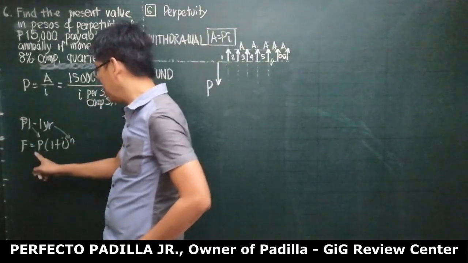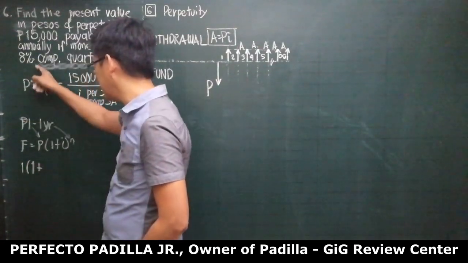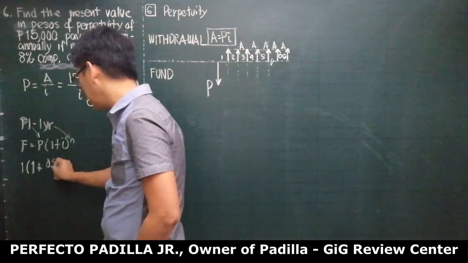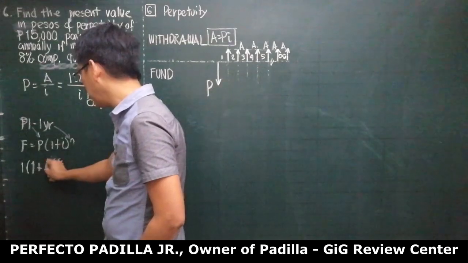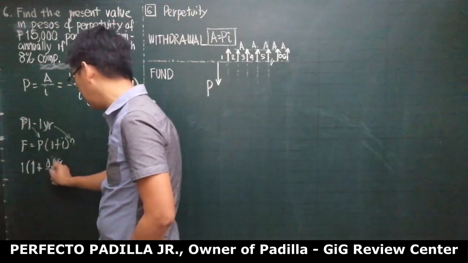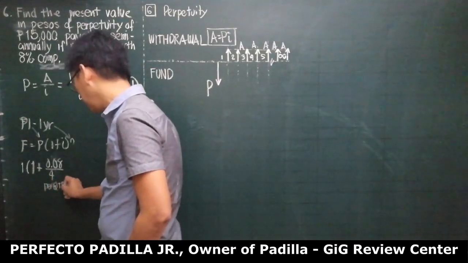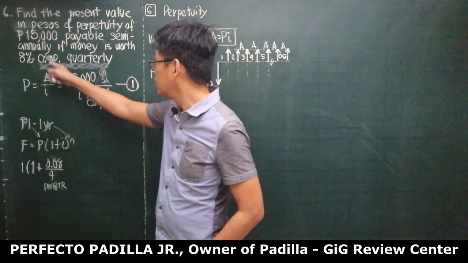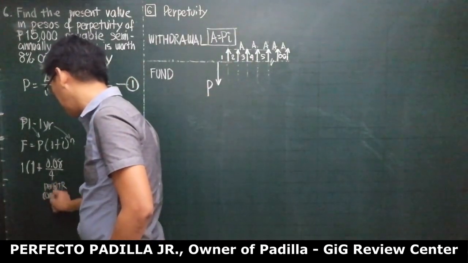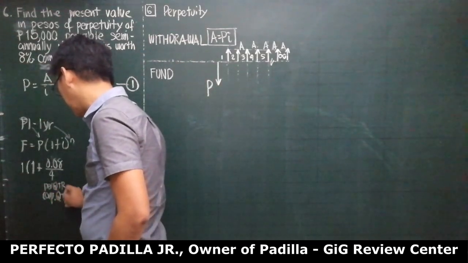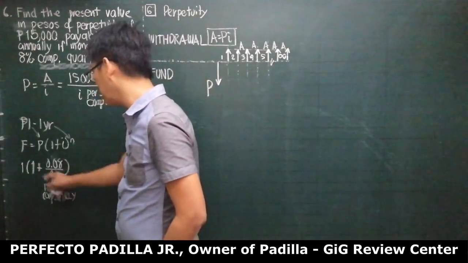So, gawin natin. Yung P is piso times 1 plus i, this is 8% per year. So, this is 0.08 per year. So, para maging per quarter, divide by 4. So, ito is already per quarter, pero hindi na bago yung given unit ng compounding period. So, this is still compounded quarterly. You get it?